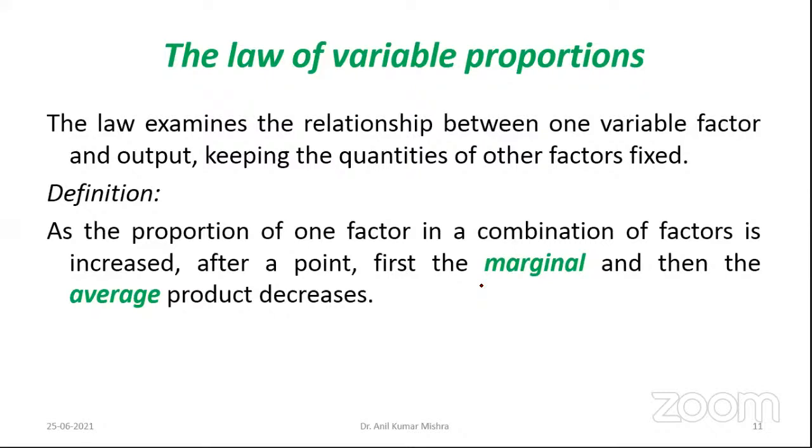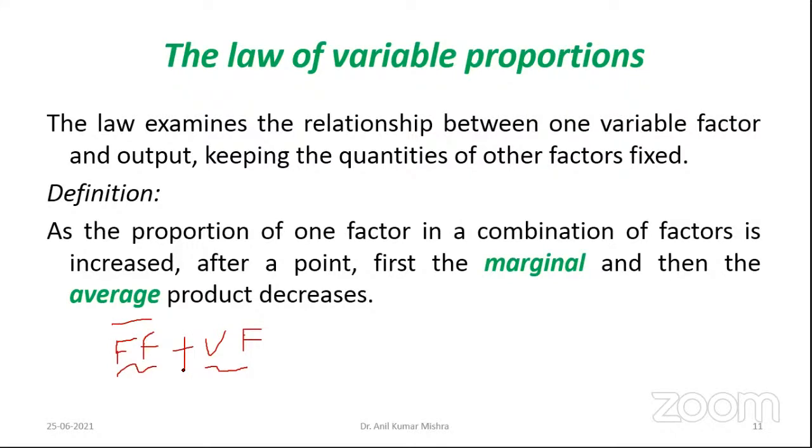Or in another way, you can define it like this: when we increase the input factors along with the fixed factors, first the total product increases at an increasing rate. Thereafter, it increases at a diminishing rate. So, what is the definition once again? Let's write it down here. Here we take the fixed factor and the variable factor. You already know what is fixed and what is variable, right? In the short term, the fixed factor remains fixed.